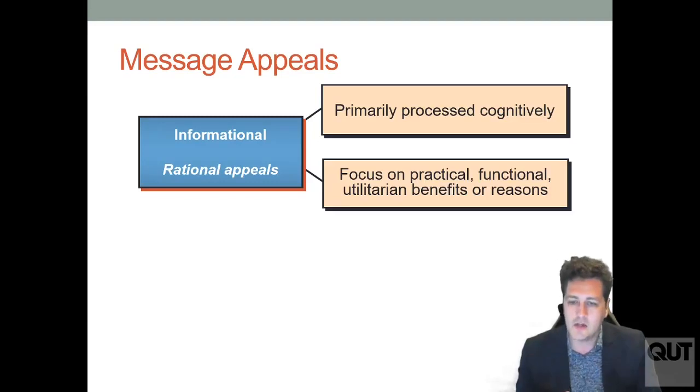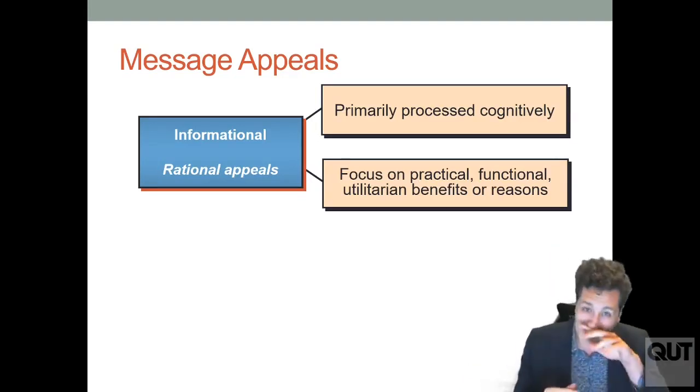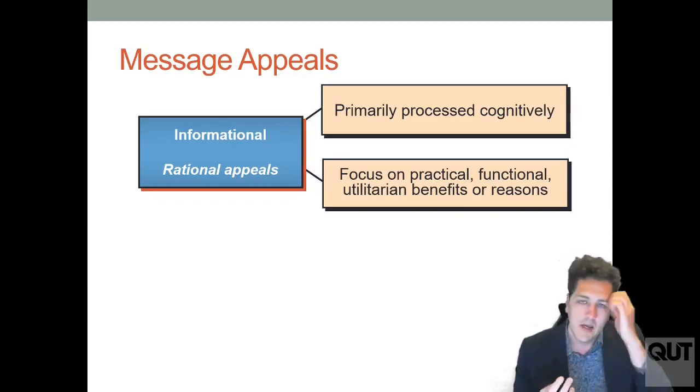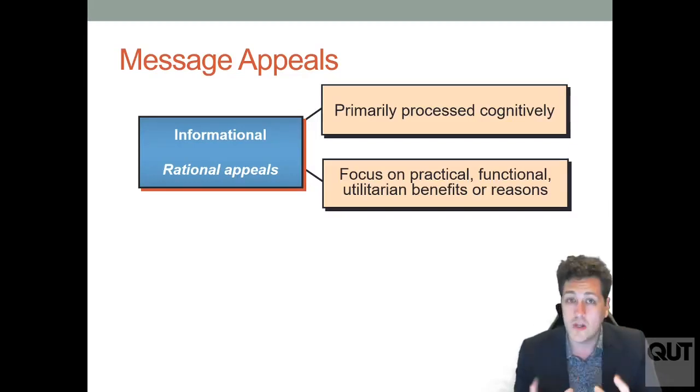So yeah, informational appeals, rational appeals. We use these all the time. These are your product disclosure statements when you're talking about finance. These are the websites that have all the terms and the details. But these are also the television advertisements that focus on price and quality and really, like I said, spelling out that exchange that you're going to get. In exchange for money, you're going to get this, and here is how much it's going to benefit you.